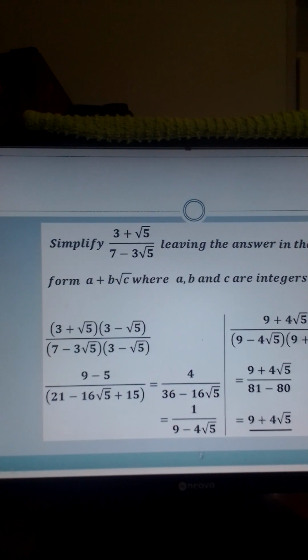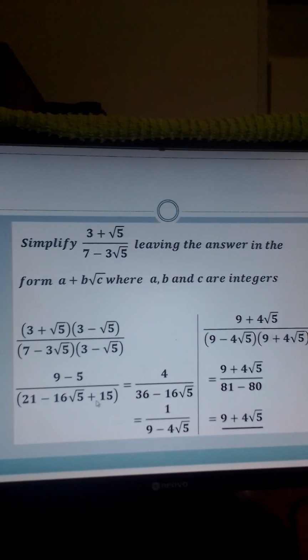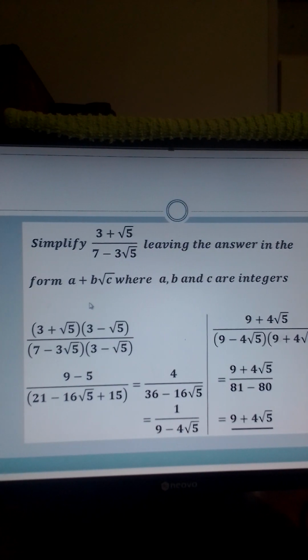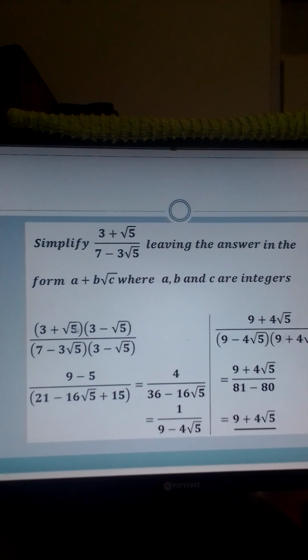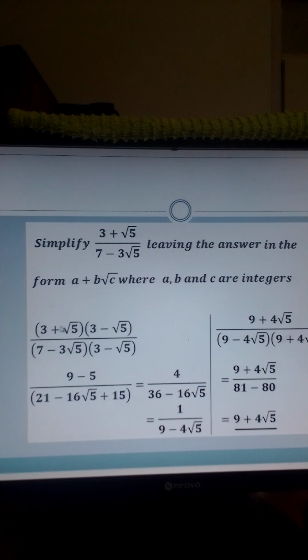Next, we are supposed to simplify this expression and leave the answer in the form a plus b root c, where a, b, and c are integers. So we have 3 root 5 divided by 7 minus 3 root 5. So you can multiply both the numerator and denominator by the conjugate of 3 plus root 5, which is equal to 3 minus root 5. So you have 3 plus root 5 times 3 minus root 5 divided by 7 minus 3 root 5 into 3 minus root 5.